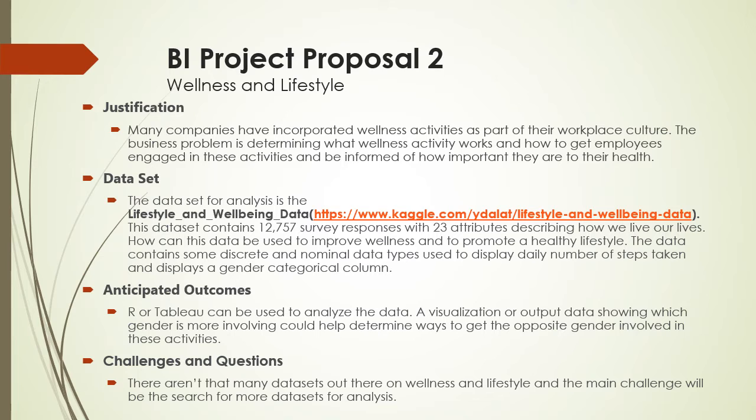As it states there, the data set contains over 12,000 survey responses with 23 attributes describing how we live our lives. It's basically to determine how this data could be used to improve wellness and to promote a healthy lifestyle. The data contains some discrete and nominal data types that are used to display the daily number of steps taken and displays a gender categorical column.